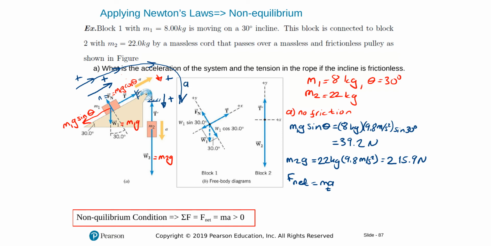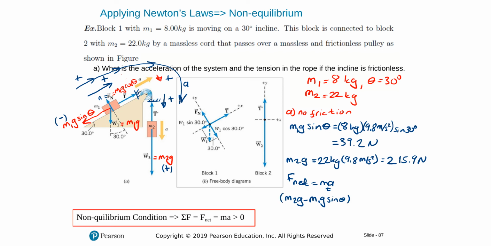So they should have the same acceleration. What is our Fnet? Since this is our positive side, now down is positive here, m2g is positive. m1g sine theta will be negative. So my Fnet will be m2g minus m1g sine theta. And that's it. The T's will cancel.